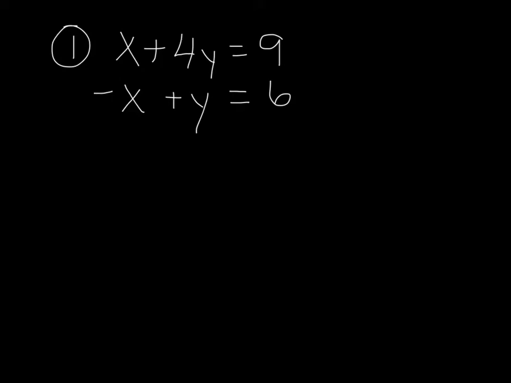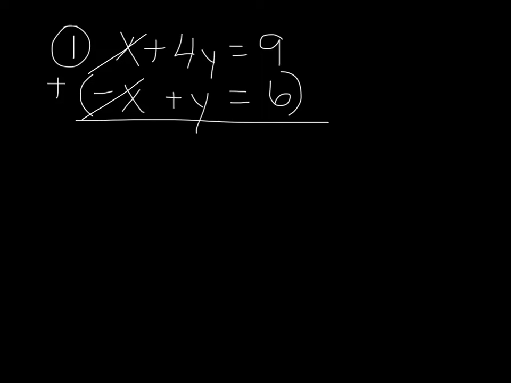We look at our x values, and x and negative x are going to eliminate each other. They're going to cancel each other out if we add them together. So what we want to do is draw a line underneath our two equations, put a plus sign, and add the first equation to the second one. We have x plus negative x, and those cancel out, so we don't even need to write that. They're going to eliminate.